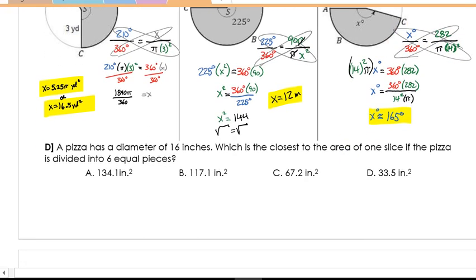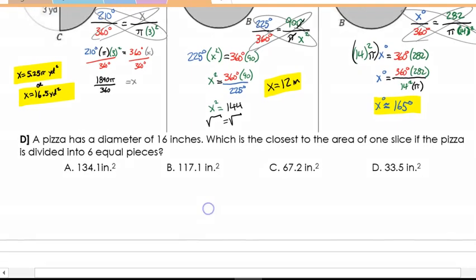Let's take a look at problem letter D. Pizza has a diameter of 16 inches. What is the closest to the area of one slice? So that's our giveaway that we're doing an area of a sector problem. If the pizza is divided into 6 equal pieces, let me draw a diagram real quick.